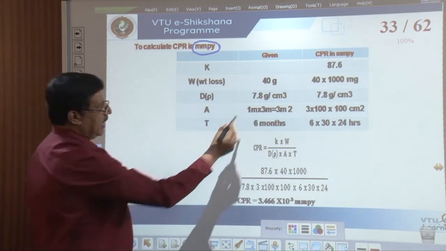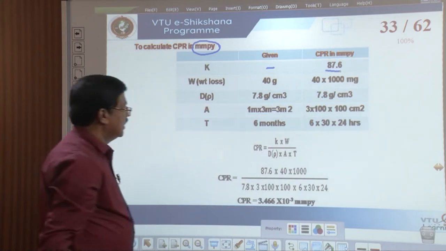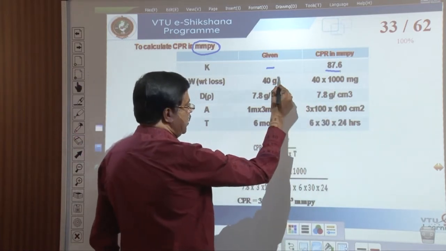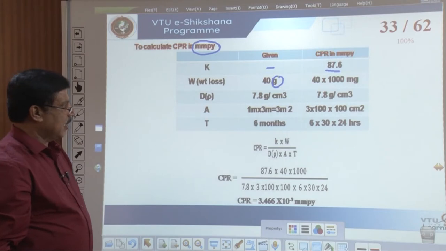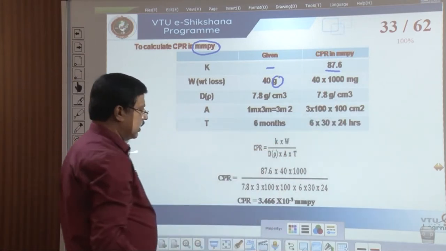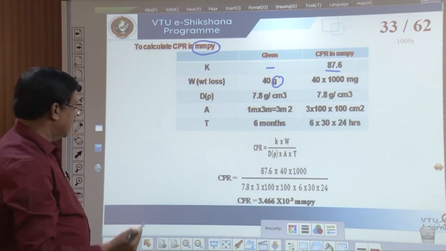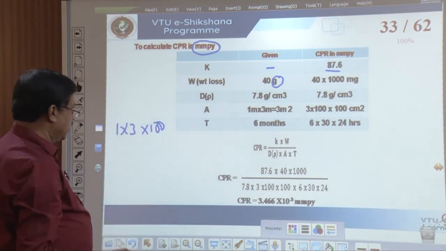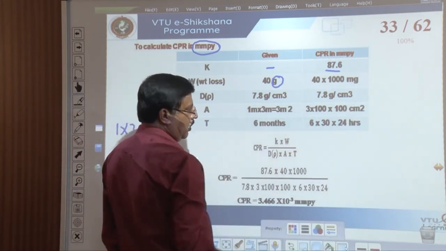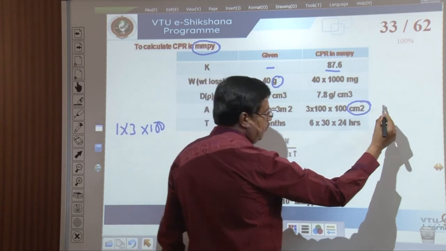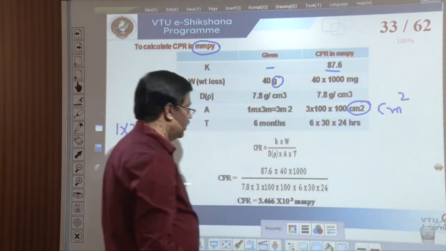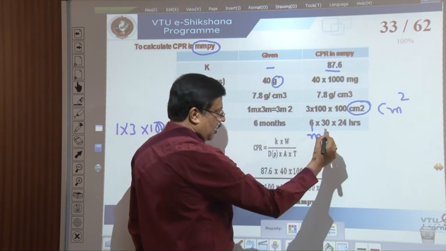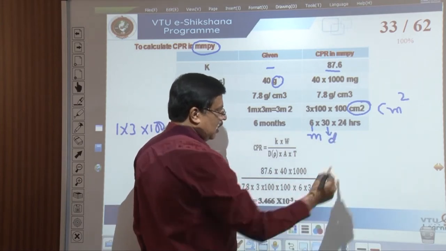So now, K is 87.6, then weight loss 40 gram. Converting gram into milligram, that is 40 into 1000. Then density 7.8 gram per centimeter cube. Area is 1 into 3 into 100 into 100, that is 3 into 10 to the power of 4 centimeter squared. Then time is 6 months: months, days in a month, and hours in a day.